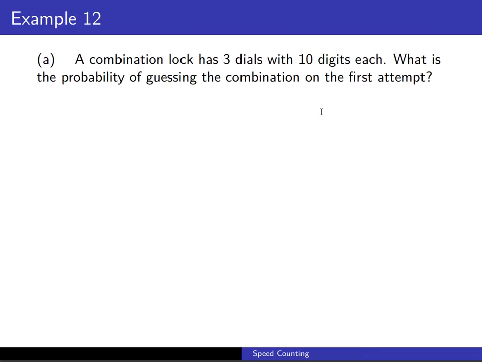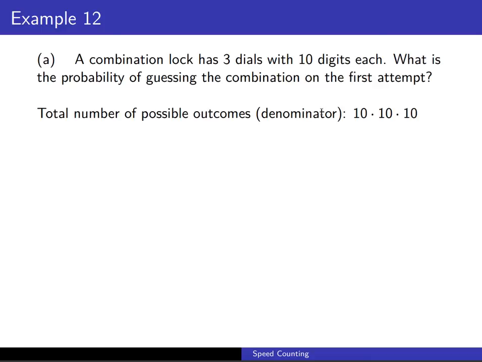So example 12, part A here, we have a combination lock has 3 dials with 10 digits each. What is the probability of guessing the combination on the first attempt? So I've actually done this before, believe it or not. Happened when I was in middle school, I think.